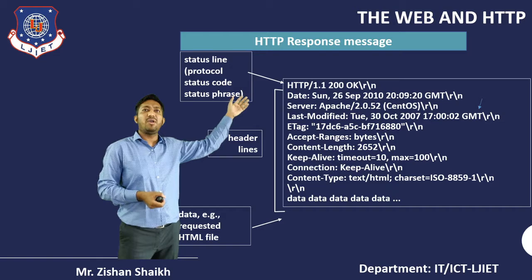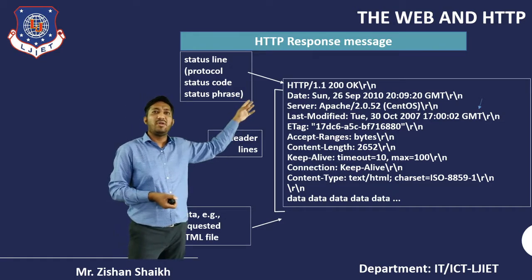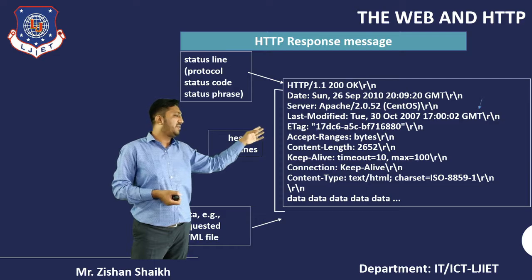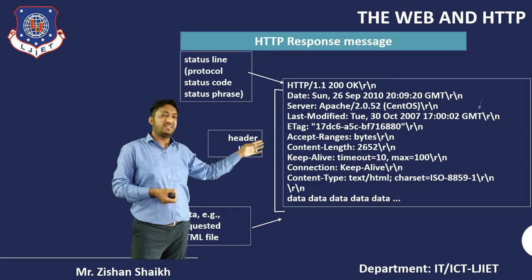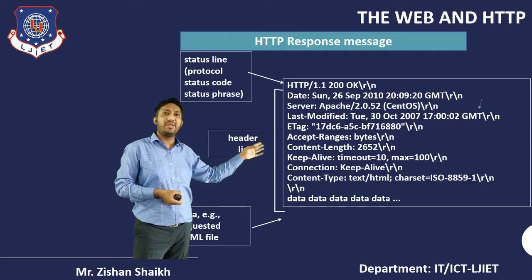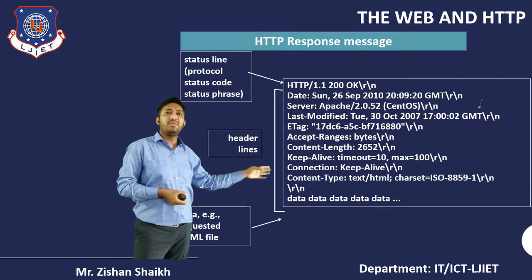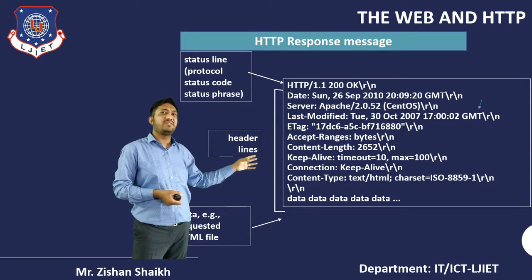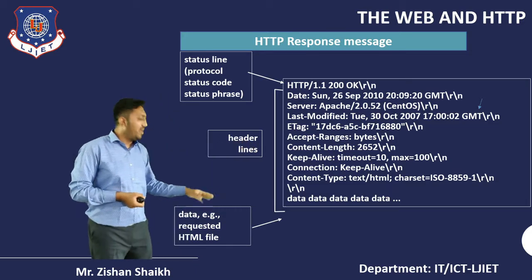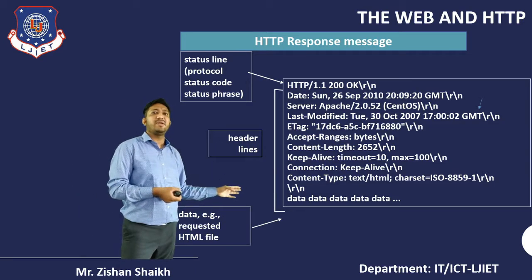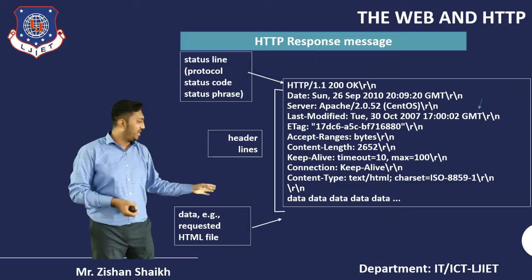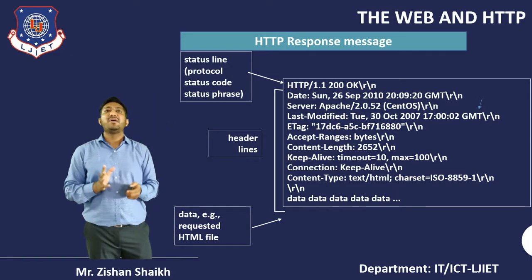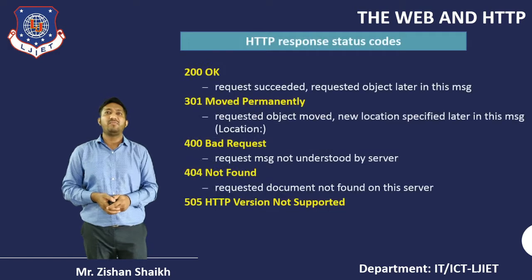Then the other lines are all part of the header lines. That will be the date, which server is used, when this web page was last updated, which type of encoding is used, keep-alive, and which types of content are supported by this web page, all told by our header lines. In the last part we can see the data. The data and header lines are again separated by a blank line. So this is a response message, and this is how it works.